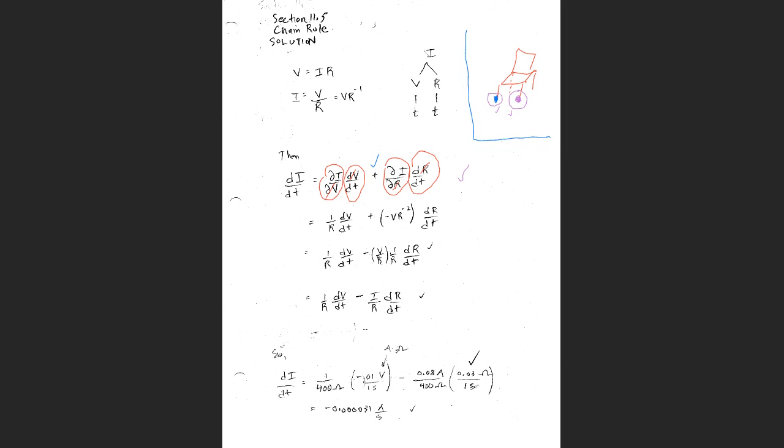The partial derivative of I with respect to V is 1 over R. I'm leaving dV/dt there. And the partial derivative of I with respect to R is negative V times R to the negative second. And I'm leaving dR/dt alone.